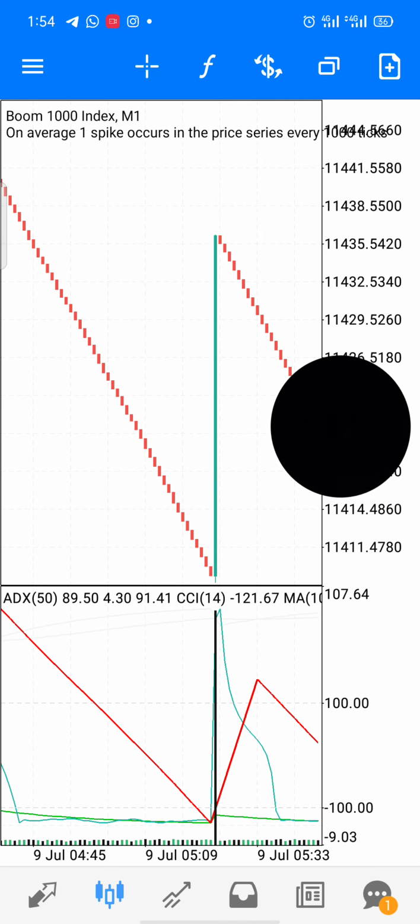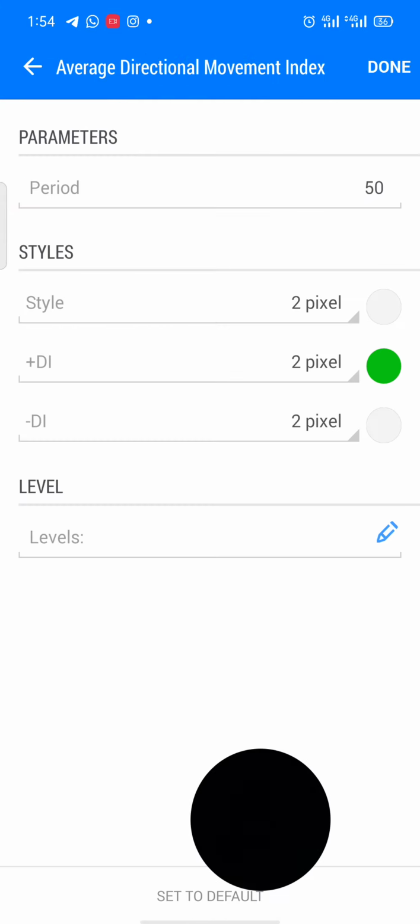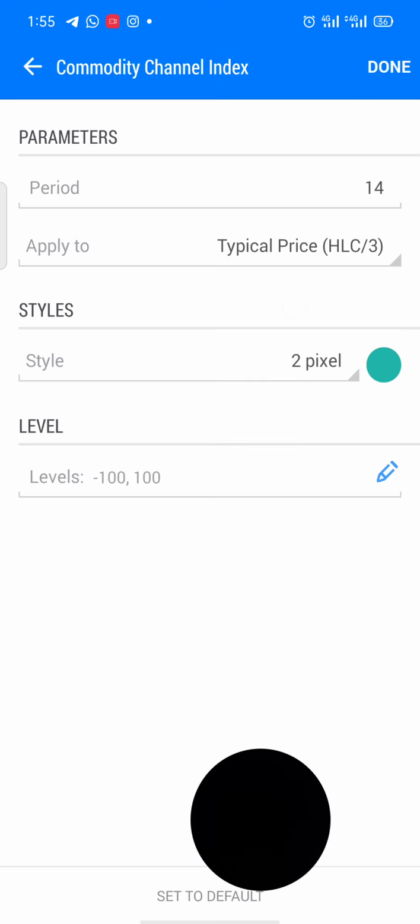Okay, this is how you set the indicators. The first indicator, average directional movement, period 50, style 2 pixel. Use the color of the screen. Positive DI 2 pixel. You can use color green so you understand it better. Negative DI 2 pixel, color of your screen. You click on done. Next indicator, commodity channel index.